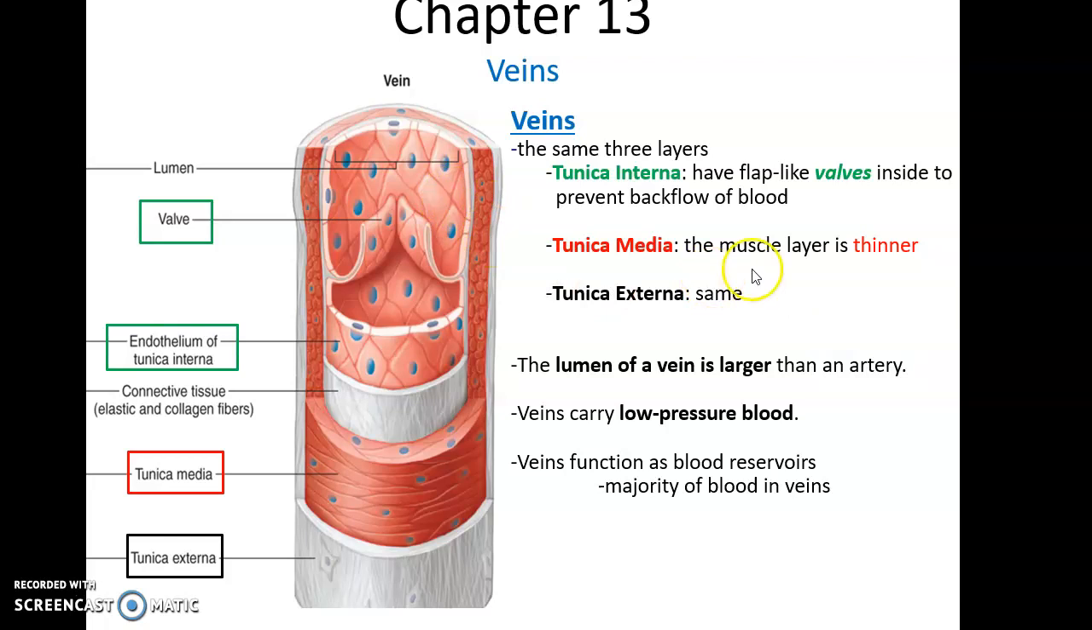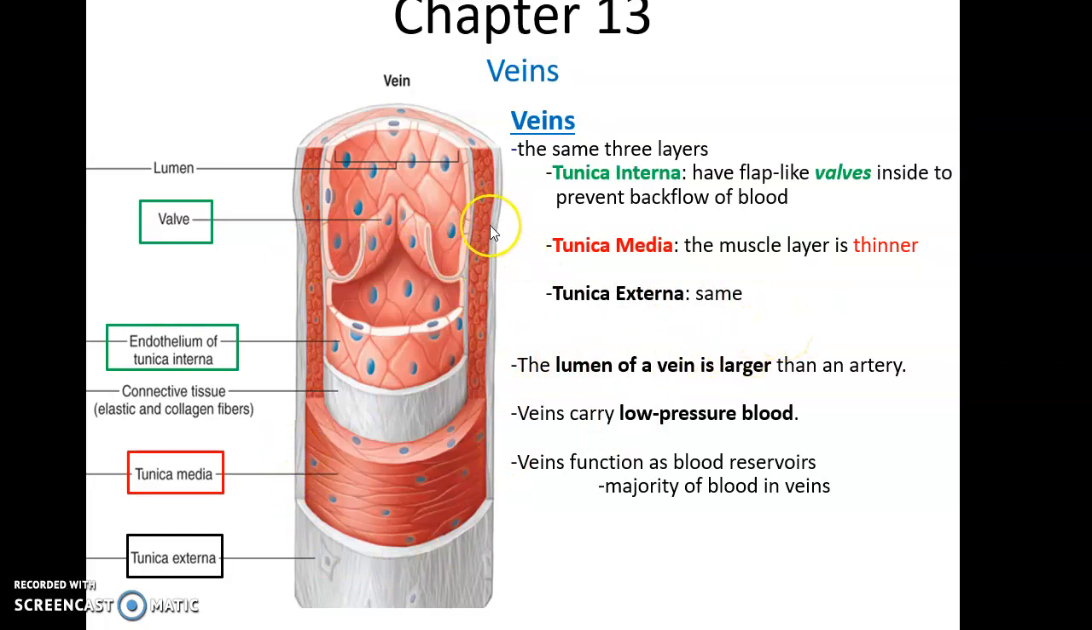However, veins are somewhat different from arteries. Start with veins have these little valves along their length, these two little pockets next to each other along the length of the veins that are part of the tunica interna. Then the tunica media, where we find the smooth muscle tissue, is much, much thinner in veins. So they have less muscle tissue. And the tunica externa is composed of about the same.